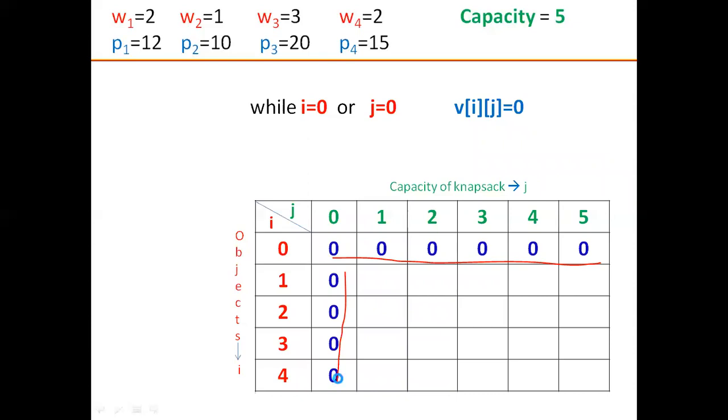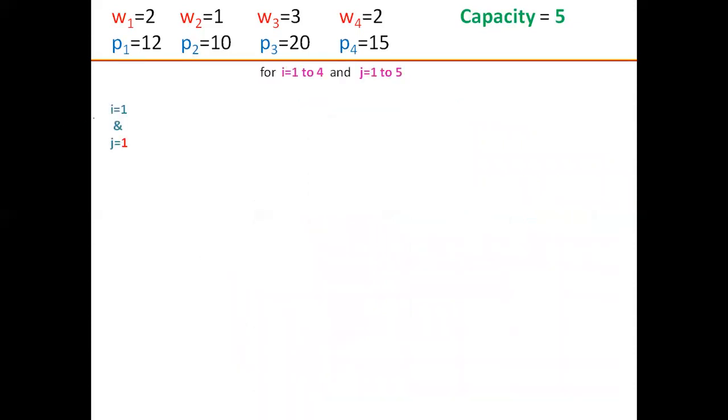Then next we have to go for the first object, column capacity 1. What is the weight of the first object? It is 2. My capacity is 1. So here weight is greater than capacity. If weight is greater than capacity, can I add this into the bag? No, I can't add. So do I earn any new profit? No, we are not earning a new profit. So my profit is the same as my previous profit, that is V[i-1][j].